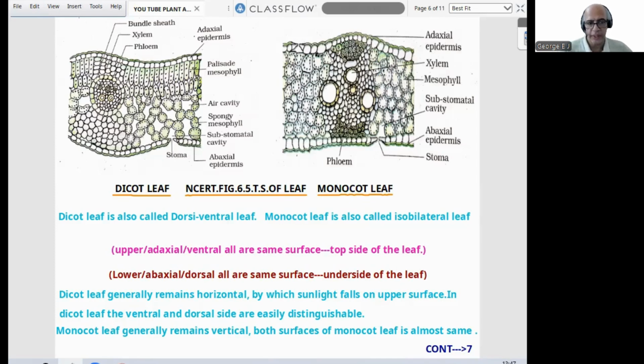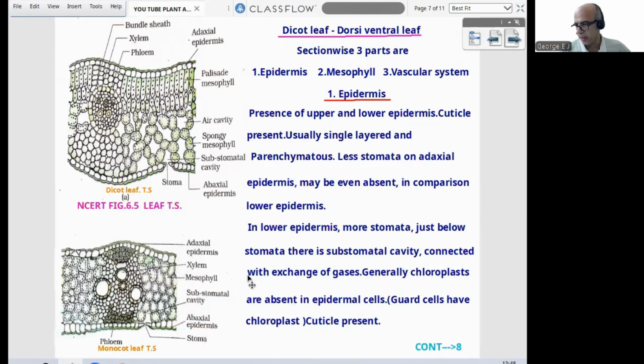That is dorsiventral leaf. Monocot leaf generally remains vertical. Both surfaces of monocot leaf are almost the same. That is why the term isobilateral leaf. Both sides look alike. Now we can proceed to the dicot leaf separately, otherwise called dorsiventral leaf. Section-wise, three parts can be distinguished.